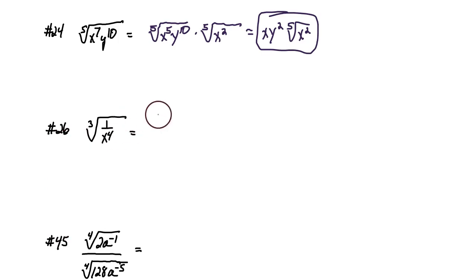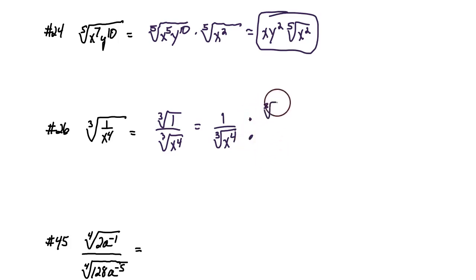Number 26. Let's separate the fraction into a numerator and denominator piece. The cube root of 1 makes 1. Now let's rationalize that denominator by multiplying top and bottom by the same thing. We know it involves cube roots. Now what do we need inside here?